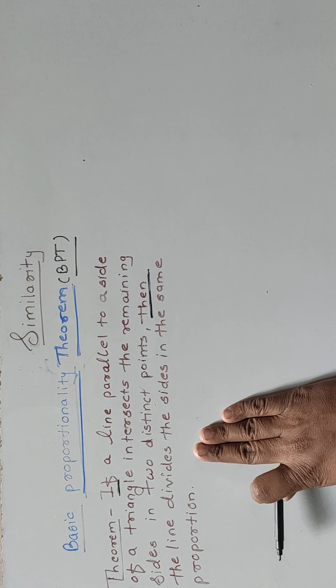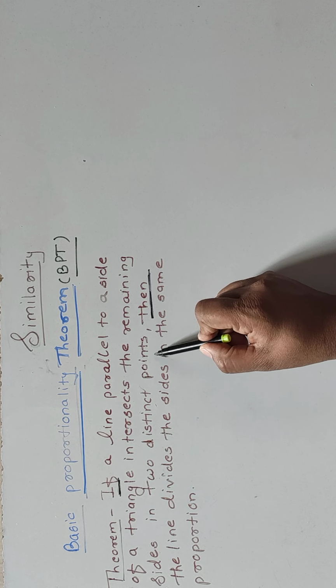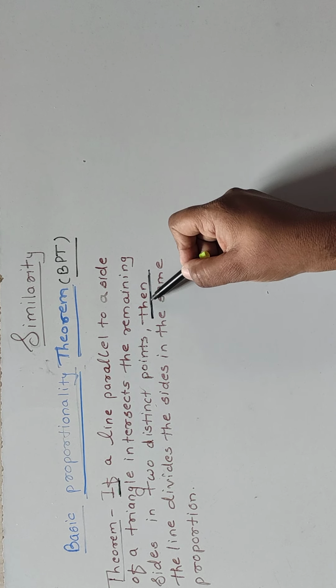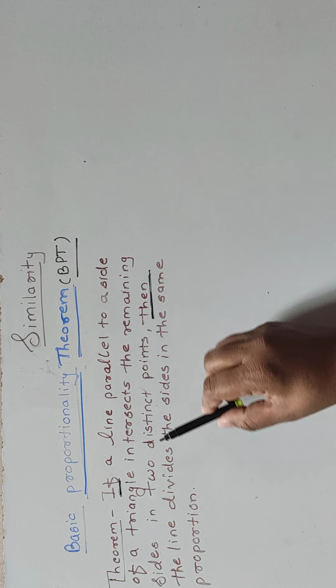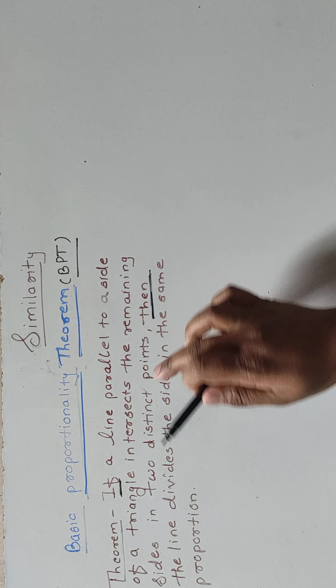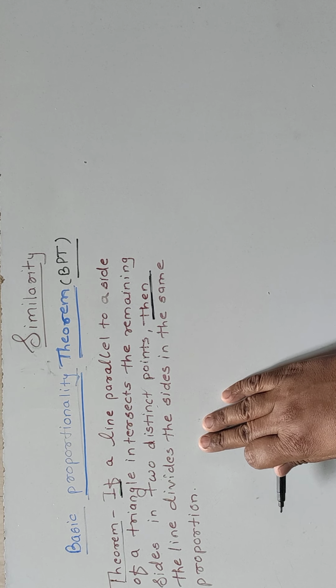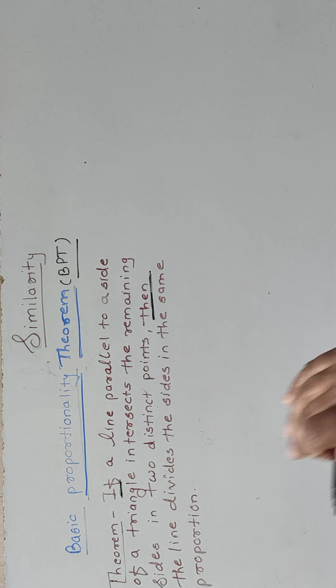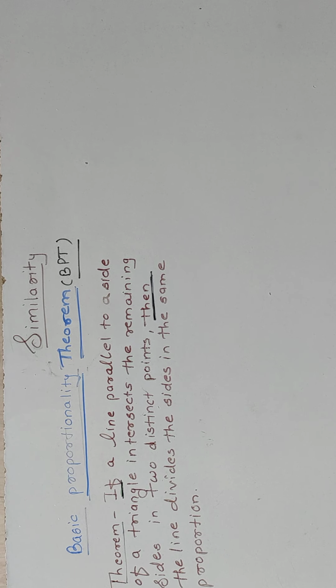This is the statement. In this statement, the part that follows 'if' is called the antecedent, and the part that follows 'then' is called the consequent. As we know, the part that follows the antecedent is our given, and the part that follows 'then' is what we have to prove. So, as per the statement, we will first draw the figure for this theorem.